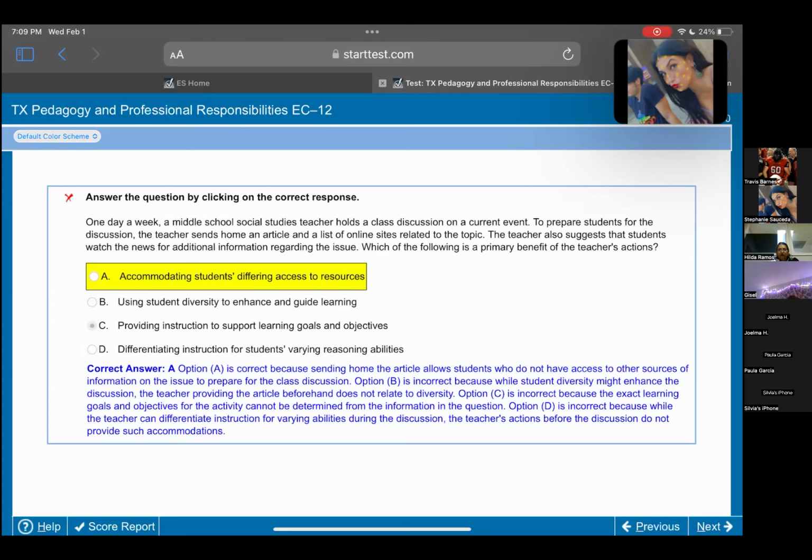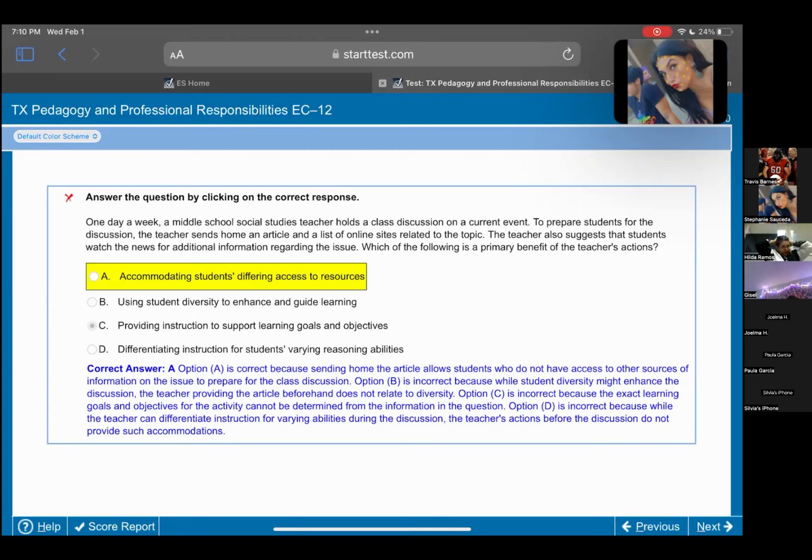Differentiating instruction for students' varying reasoning abilities. They didn't say anything about reasoning abilities at all. We don't know anything about the students. We just know they're middle school and in social studies. That's all. Based on the answer choices, we know that they come from varying socioeconomic levels, but we don't know their reasoning levels. And so she's not differentiating instruction for reasoning levels.